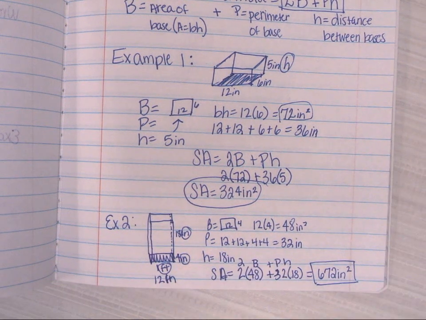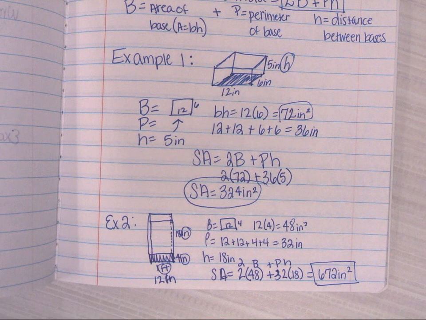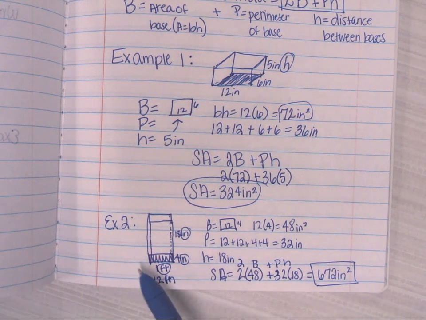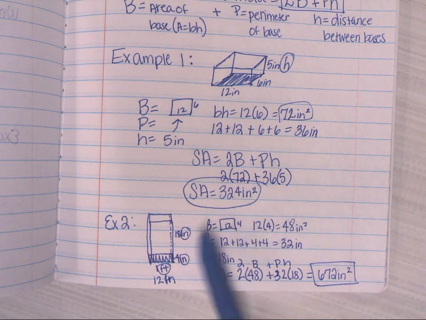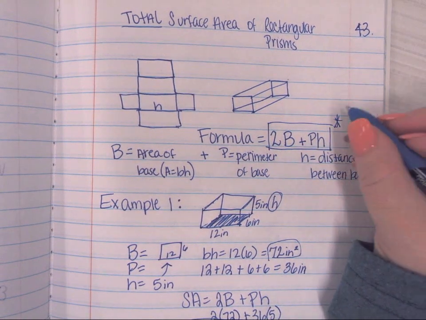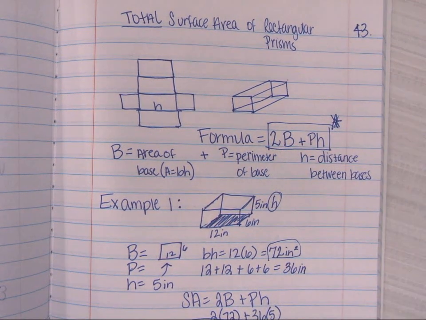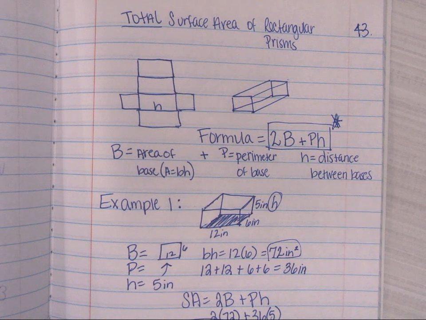My total surface area. So the key here is just make sure you're paying attention to the units and that they're all the same. If they're not, you have to make them all the same. And then follow the formula 2b plus ph. All right, that's lateral and total surface area of triangular prisms.